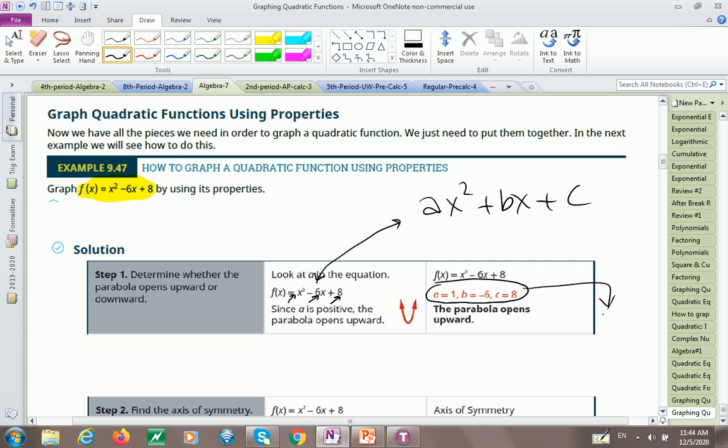Then at this point, just because a is positive, 1 is positive, we know that the graph is going to open up like that. Our parabola is going to open up.